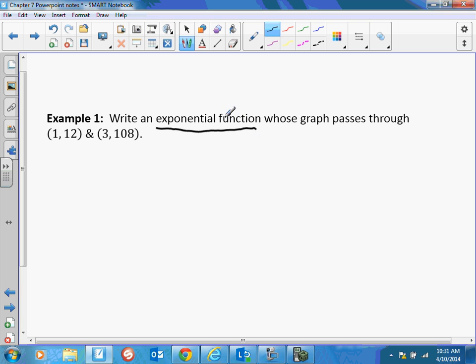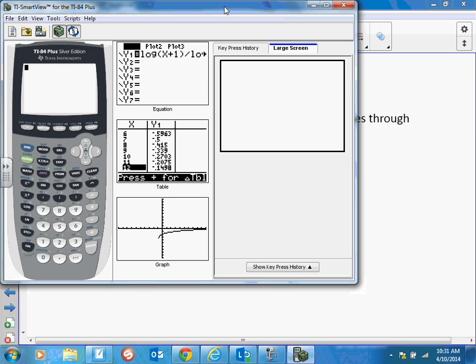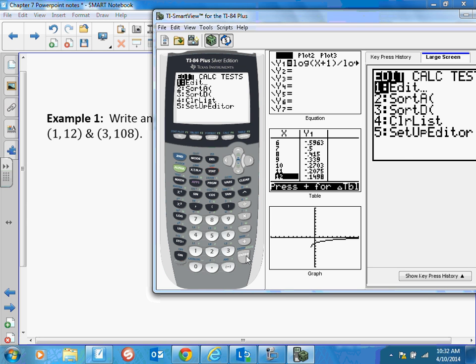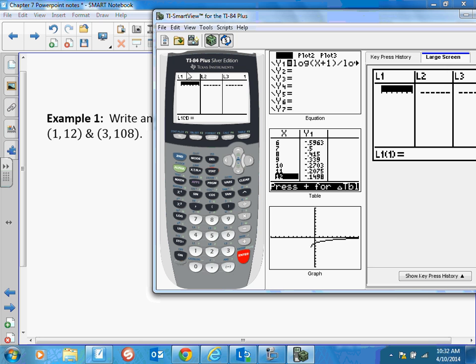How you use your calculator is you use these points, and we're going to do the same thing we did with quadratic regression and linear regression. We're going to get our graphing calculator out and hit stat and edit. In L1 you're going to put your x's, so I'm going to put 1 and 3. Then in L2 I'm going to put 12 and 108.